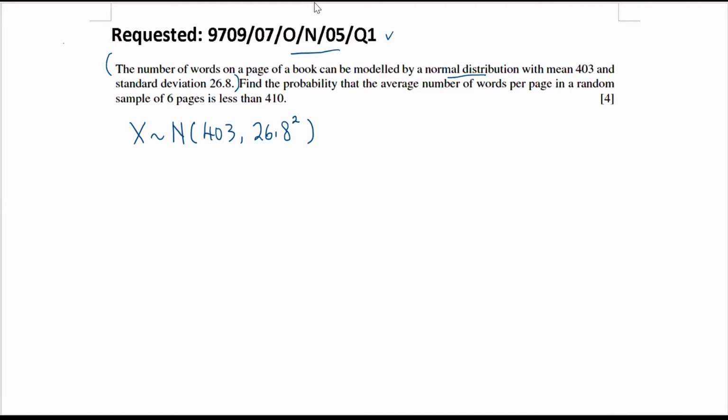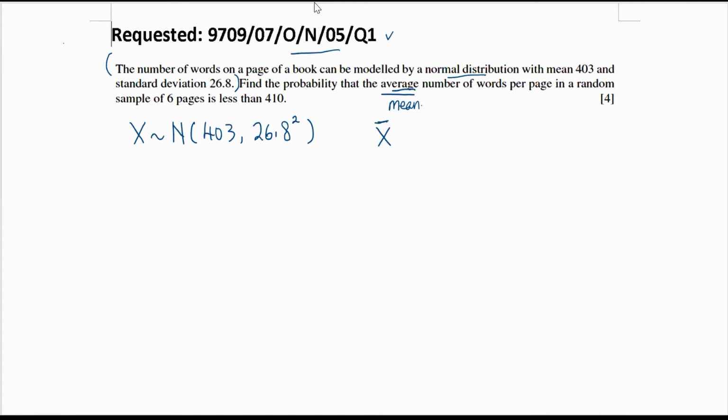Now, find the probability that the average number of words per page in a random sample of 6 pages is less than 410. Be careful of this keyword, average. It is actually looking for the mean, correct? So that means we are looking at the sample mean distribution.